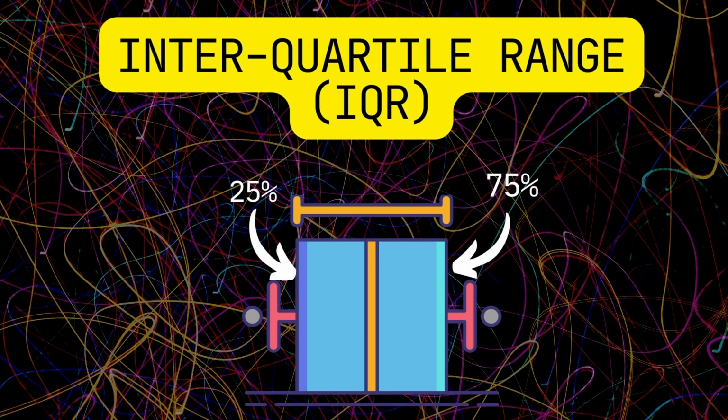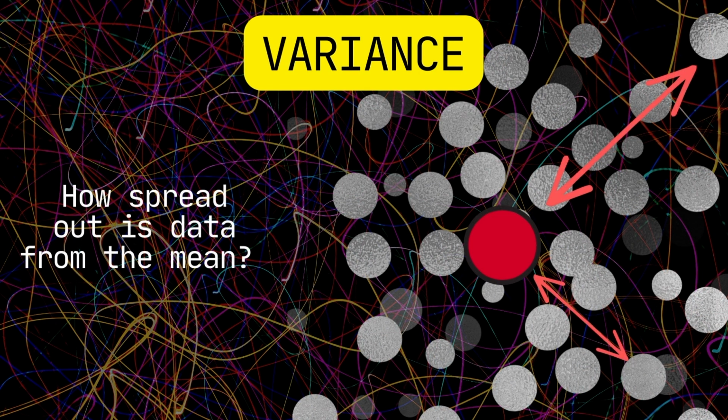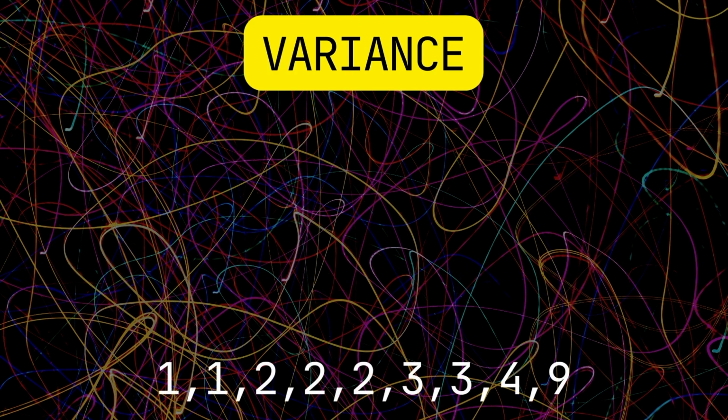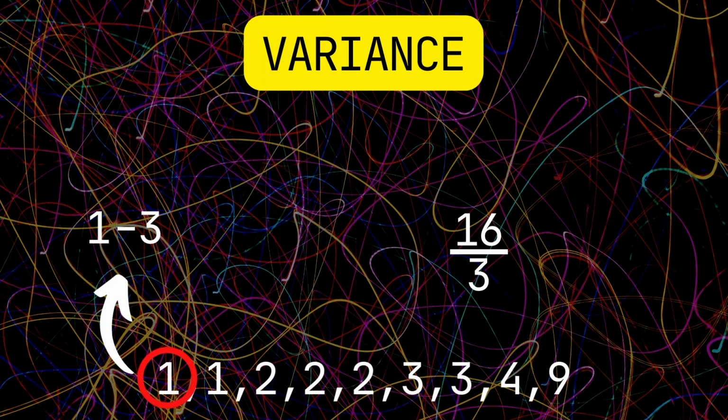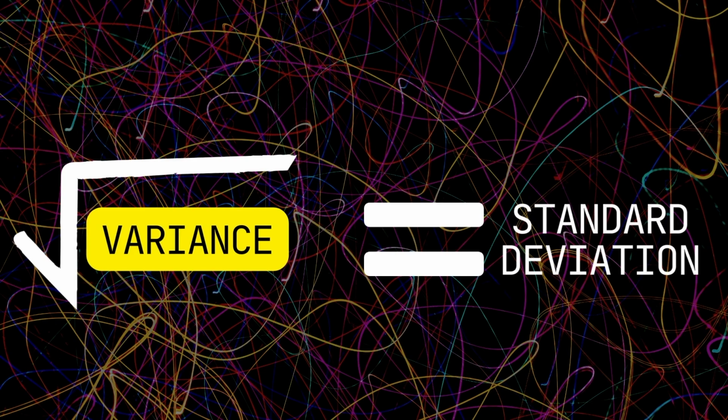But by far the most commonly used measure is the variance. It's a measure of how spread out the data is from the mean. It's calculated by taking the squared difference between each value and the mean, and then averaging the squared differences. In the case of our previous dataset, we saw this as 16 over 3, where we take each value, such as 1, subtract the mean, which is 3, and square it to get 4. Do this to every value and you get 48 over 9, which is 16 over 3. You may have also seen this presented as a standard deviation, which is simply the square root of the variance.